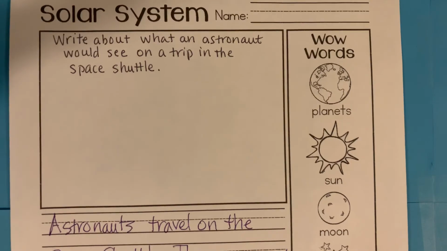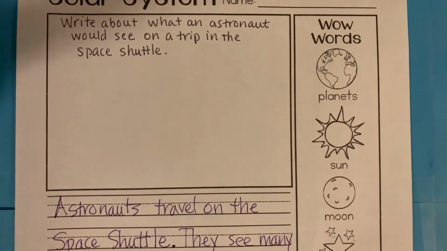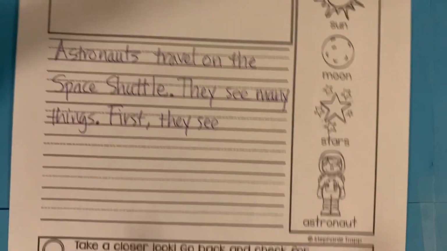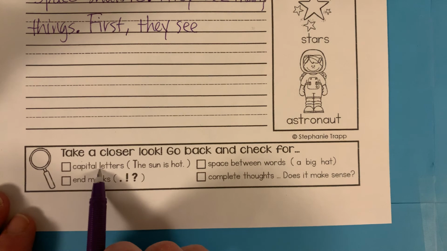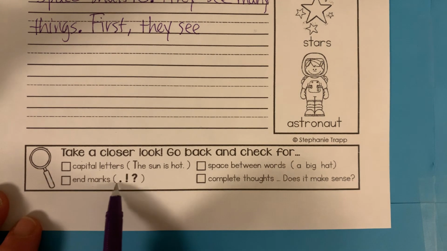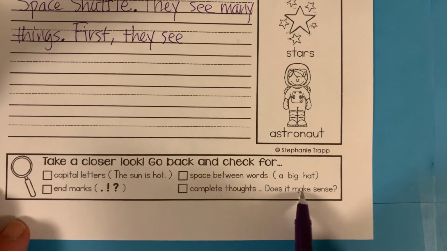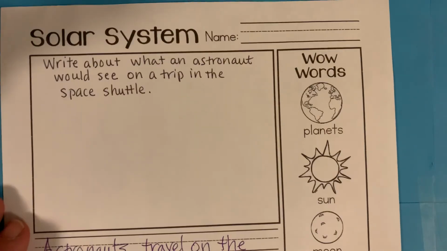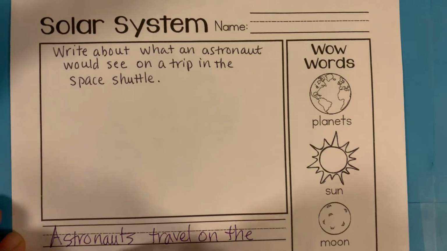There are no lines, but you can draw some or just estimate your lines, like just try to draw lines. If they're crooked, it doesn't matter. And then go back and check for your capital letters, end marks, spaces between your words, and complete thoughts. Does it make sense? And I think here, probably you don't need to have capitals for space shuttle.